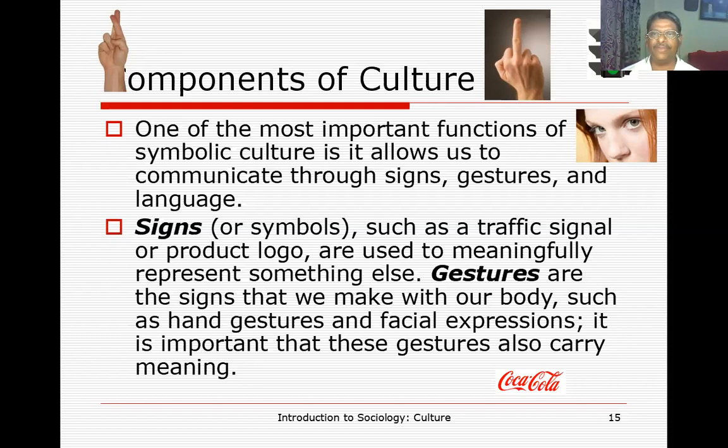Even the language. I know these are all cultural ways of doing it. If I am happy with an individual, we just politely call, hello. If we are angry, hello. The ways that we communicate: signs or symbols such as traffic signals, as I said, a product logo. Even a small logo communicates so much. Even my coaching institute has its own logo. It communicates so much. It's a part of the culture. Or used to meaningfully represent something else.